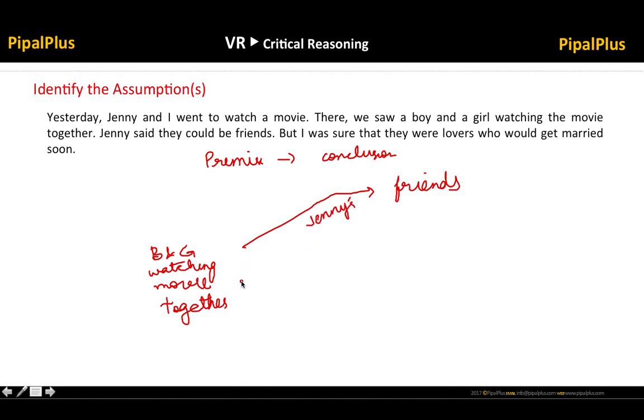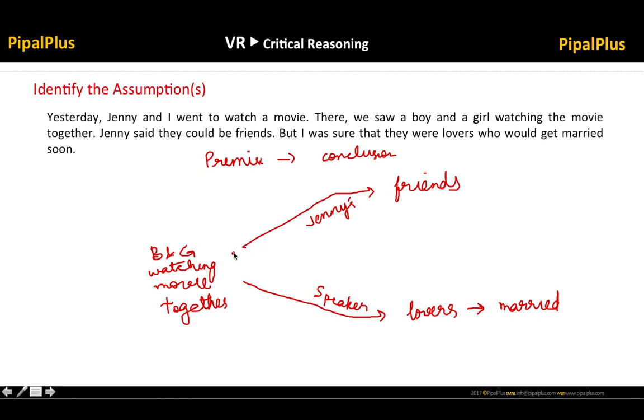And from the same premise, the speaker concluded that they were lovers who were going to get married, right? Now, same premise leading to the first conclusion, same premise leading to the second conclusion. What exactly is the difference between what Jenny is thinking or what Jenny has in mind and what speaker has in mind? Let's see what Jenny has in mind. So what happens is that whenever Jenny sees a boy and a girl watching a movie together, she straight away assumes that they have to be friends, right?